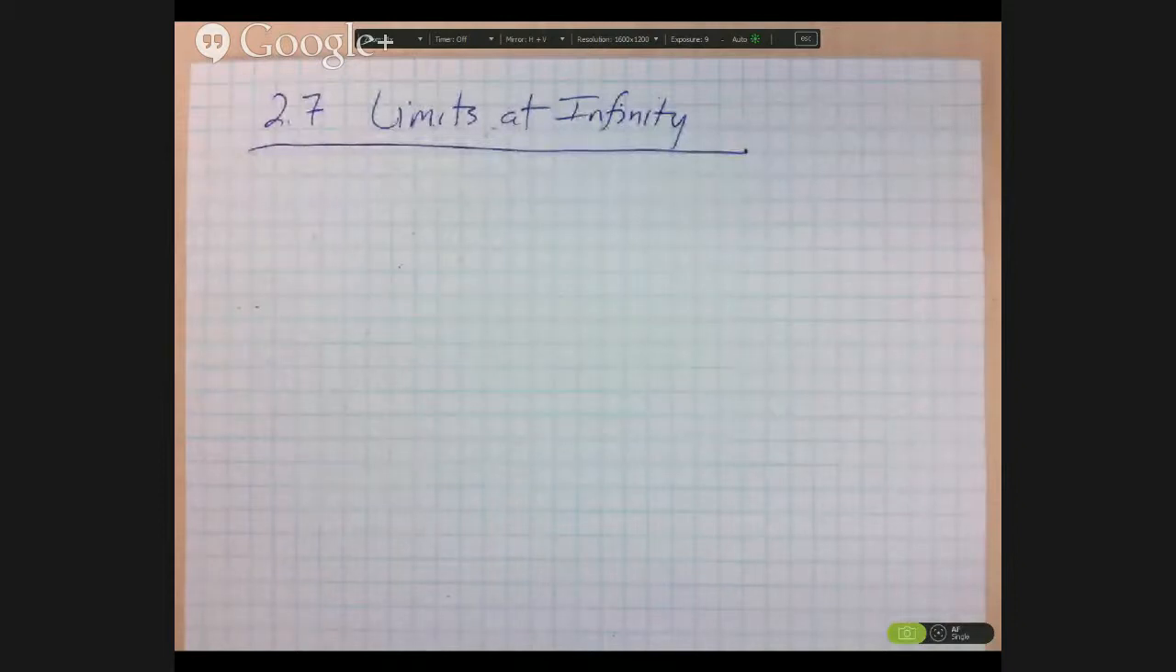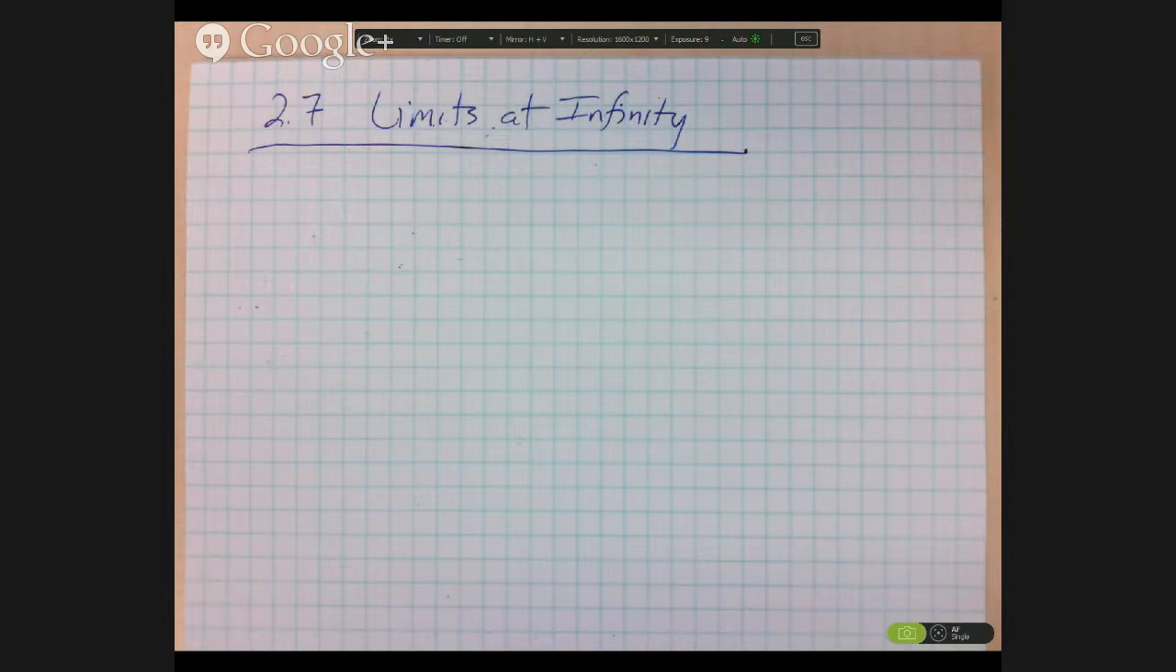All right, limits at infinity. Limits at infinity tell us about horizontal asymptotes. So if you take the limit as x approaches infinity and you get a number, it's going to tell you that we have a horizontal asymptote. So the two main things here are looking at where the horizontal asymptotes are and what happens to functions in their end behavior.